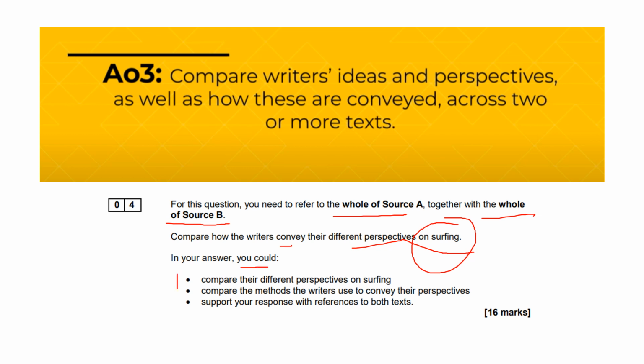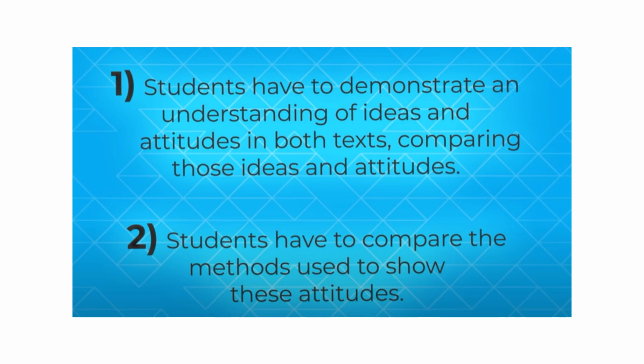In your answer, you could compare the different perspectives on surfing, compare the methods the writers use to convey their perspectives, and support your response with reference to both texts being pivotal. It's worth 16 marks. In a nutshell for this question, students, you have to demonstrate an understanding of ideas and attitudes in both texts, comparing those ideas and attitudes, and you have to compare the methods used to show these attitudes. So methods are absolutely critical here.